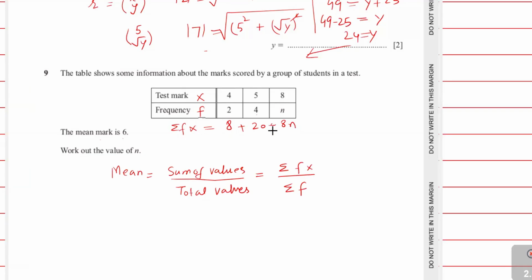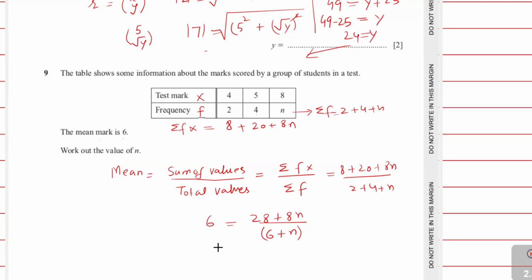This will be equal to 8 plus 20 plus 8n, and the sum of frequency here is 2 plus 4 plus n. We write here 2 plus 4 plus n, and this value is equal to 28 plus 8n over 6 plus n, and the mean value here is 6, and we will cross multiply. We get 6 into 6 plus n equal to 28 plus 8n.